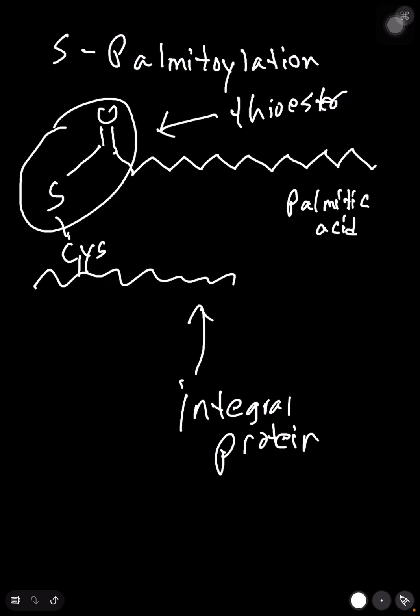So S-palmitoylation basically is the linkage of palmitic acid to the cysteine residue of your protein through a thioester linkage. And it literally helps the integral protein stay in place within that membrane and be available to do whatever it needs to do.